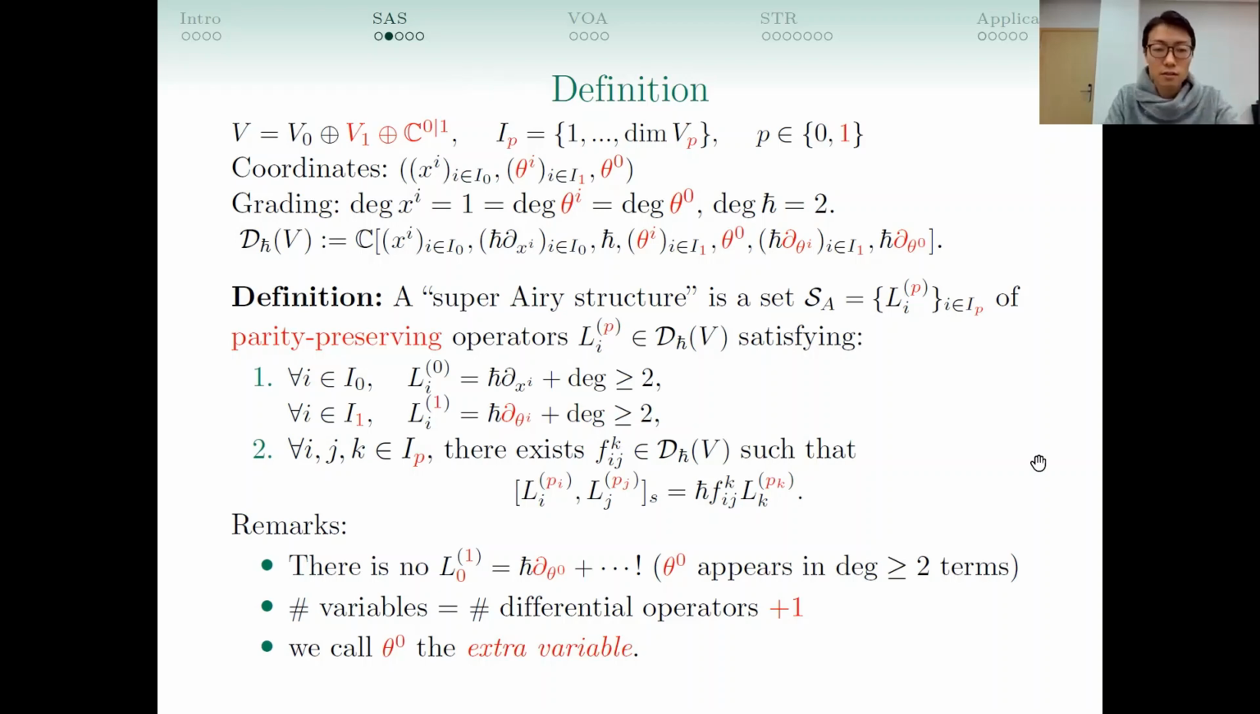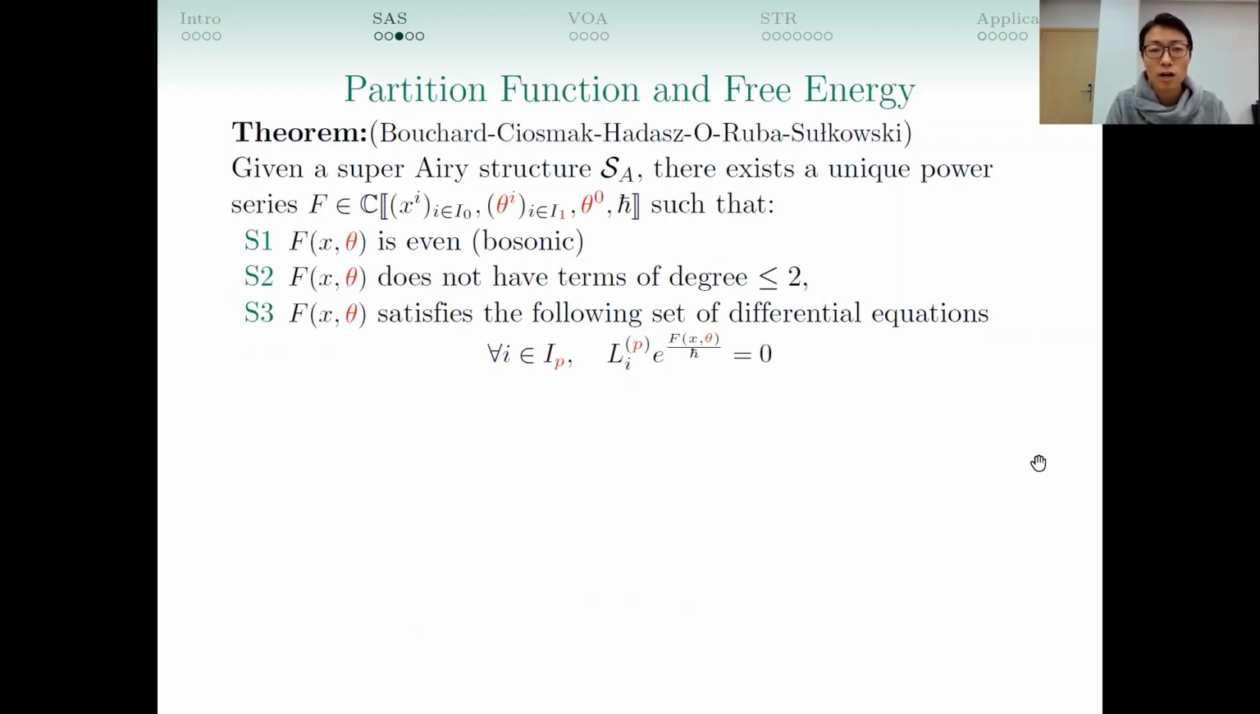Okay, so this is a very technical definition. If you're not familiar with BV structures, you may wonder why we think about such a set of differential operators. What is it good for? This is the answer why such a set of differential operators could be interesting for you. Given a super structure, given a set of differential operators with specific conditions, there exists a unique power series of x's, thetas, and theta 0, and also the h bar formal parameter, satisfying the following conditions. S1, the first condition, has to be even or bosonic. The second condition is that it doesn't have degree 2 or less. This is just a technical condition that we need. But the third condition is important. The third condition means that if you take the exponent of this free energy or power series, this guy is annihilated by all the differential operators you have in your super structure.